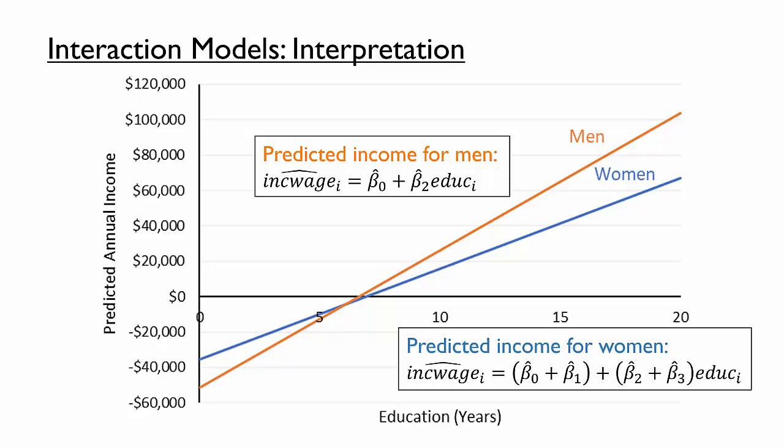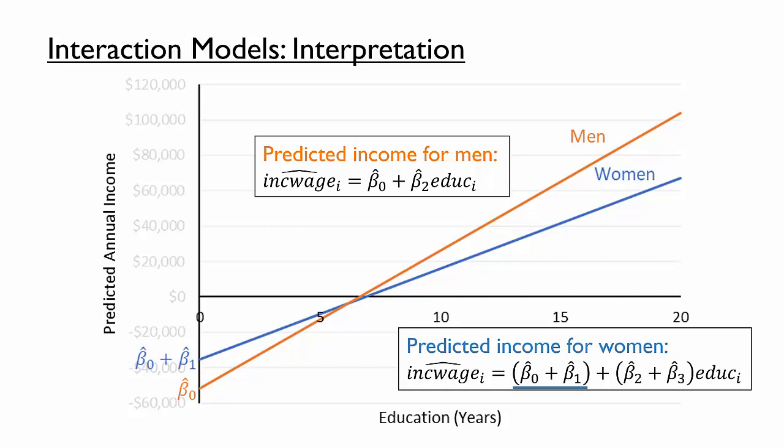In the equation for men, we can see that beta 0 hat is the intercept of the line. Literally, this would be the predicted annual income for men with 0 years of education. Similarly, in the equation for women, the intercept of the line is beta 0 hat plus beta 1 hat, which is also the predicted income of women with 0 years of education. Finally, note that beta 1 hat is the amount that we add to beta 0 hat, the intercept for men, to obtain the intercept for women. In other words, beta 1 hat represents the difference in intercepts between women and men.